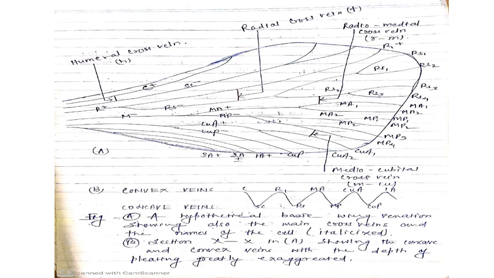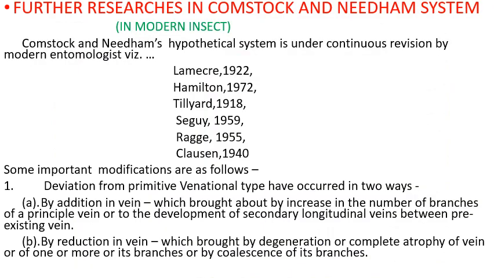But besides this basic organization, some other cross veins have also been represented, which were not primarily given by Comstock and Needham. These are the modifications, and many entomologists have reported such modifications. After Comstock and Needham, major contributions were given by other entomologists, such as Lameere, Hamilton, Tillyard, Séguy, Ragge, and Clausen, etc.